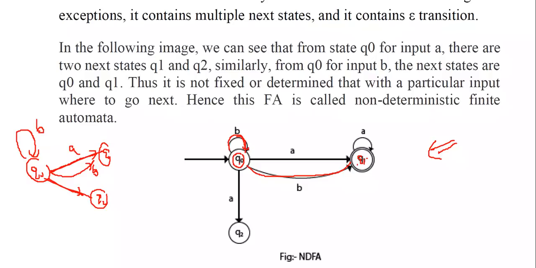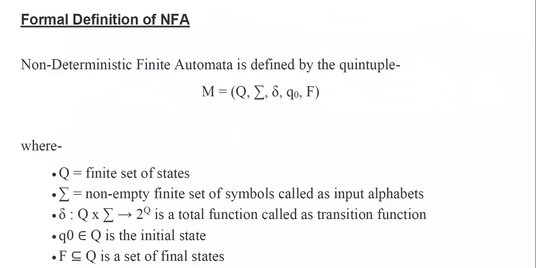Now we will see the formal definition of an NFA. An NFA is also an automata. It can be defined as a five tuple. Non-deterministic finite automata is a machine which can be defined with a five tuple Q, sigma, delta, Q0, F, like a DFA. The only difference is in the definition of the transition function.